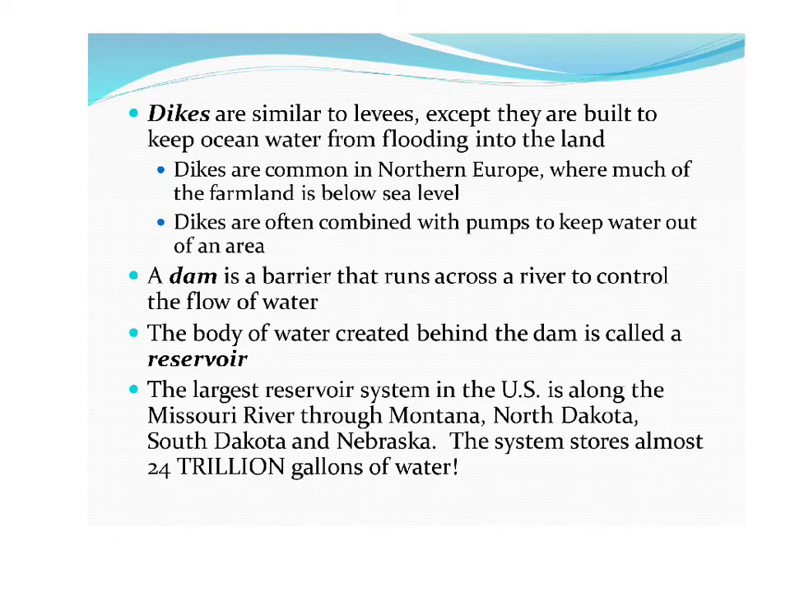Okay, dikes. Dikes are similar to levees, except they're built to keep ocean water from flooding into the land rather than to keep rivers from flooding into the land. So dikes are common in Northern Europe. Most of the farmland in Northern Europe is below sea level. Prior to the building of dikes to keep the oceans out of that area, those areas were flooded.